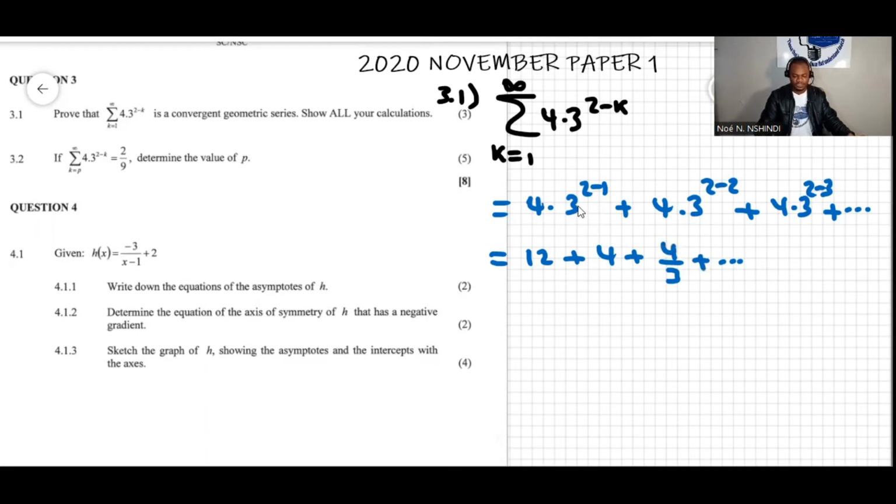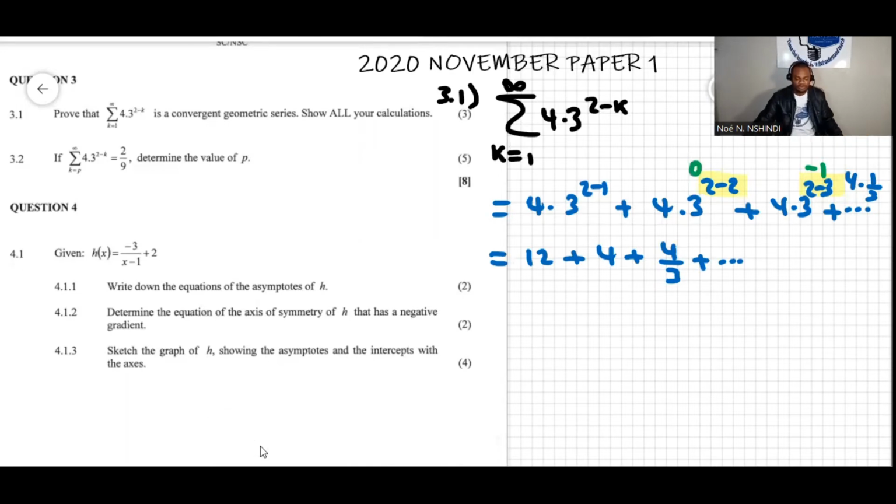So this makes 12, and that makes, because the exponent here will make 0, 3 to the power of 0 is 1, and then 4 times 1 will be 4. Over here the exponent will be equal to just -1, and then 4 times 3 to the power of -1. 3 to the power of -1 is like saying 1 over 3, so 4 times 1 over 3 makes 4 over 3.